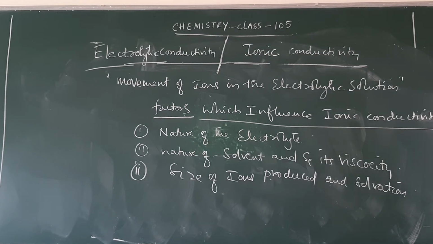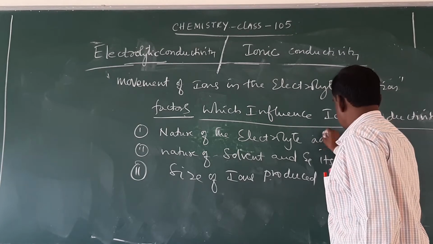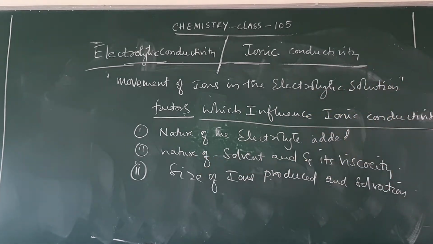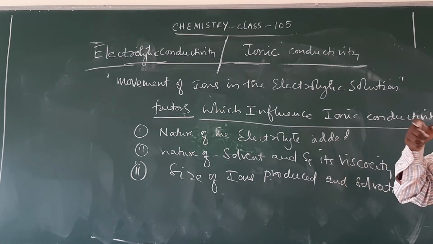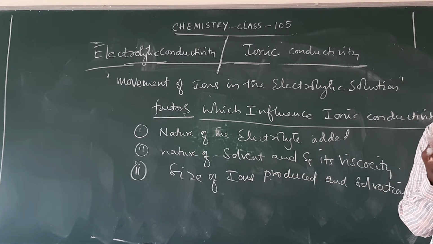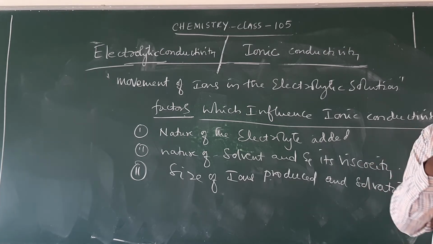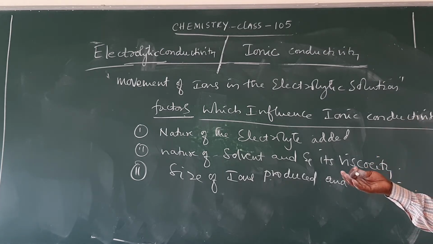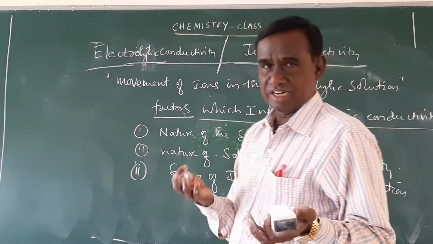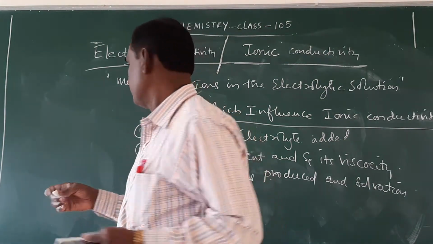So the first one is the nature of the electrolyte added. And the second one is the nature of the solvent in which the solute is dissolved, and its viscosity, whether it moves slowly or in a fast manner. That is called the viscosity. And then the size of the ions produced in the solution. Whether big size ions or small size ions are produced, and their solvation, whether they are solvated completely or incompletely, completely wetted or incompletely wetted. So that is the meaning of this.